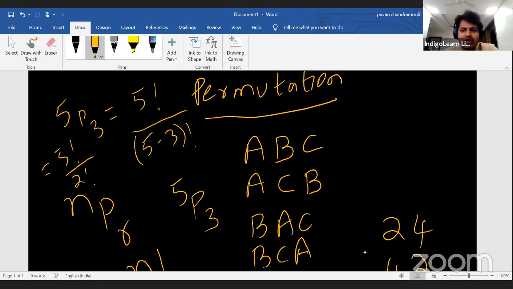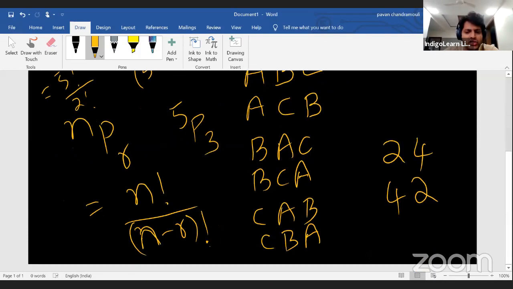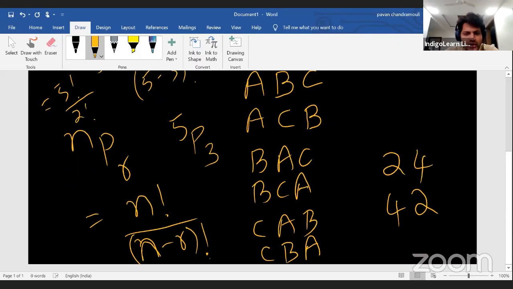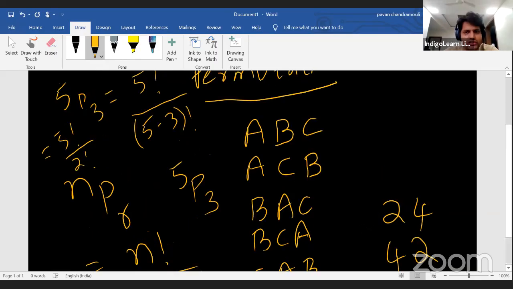So this is something that we can simplify on our own, right? We can just do a normal multiplication and cancellation, and we'll end up getting the value as 60. 5 factorial is 120, 2 factorial is 2 into 1, which is 2, and 120 by 2 is 60. Most importantly, permutation is nothing but the concept of arrangement, and here the order is extremely critical, guys. That is how we look at permutation.